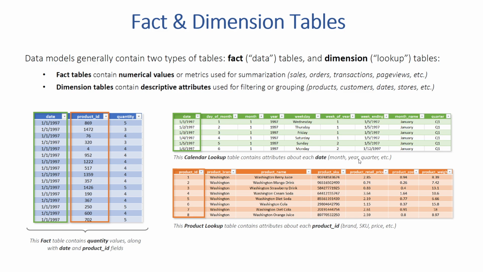So fact table contains the quantity values along with the date and product ID. See this. And lookup table, meaning dimension table, contains the attributes about each product ID, like brand, like SKU, like price, and so on, right? So I hope I have cleared this. If you have any doubt, you can ask me.